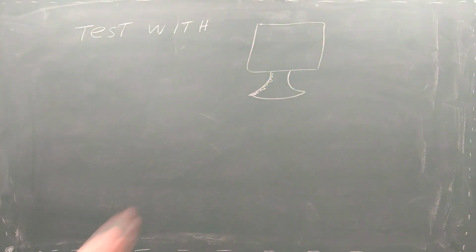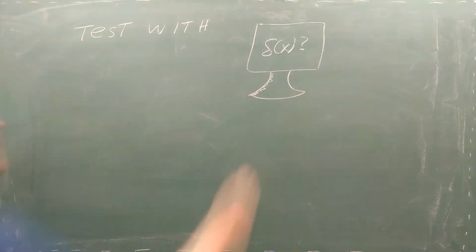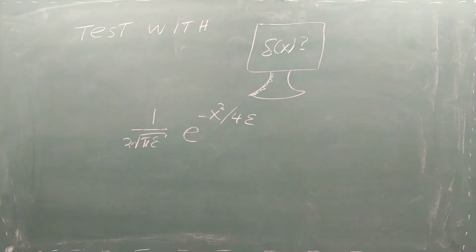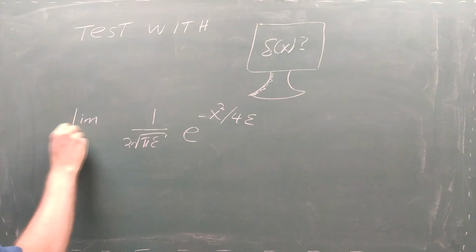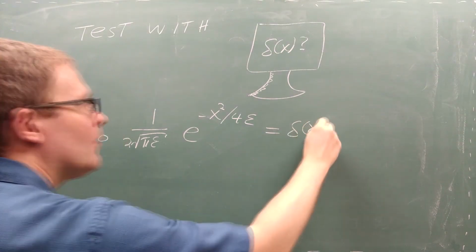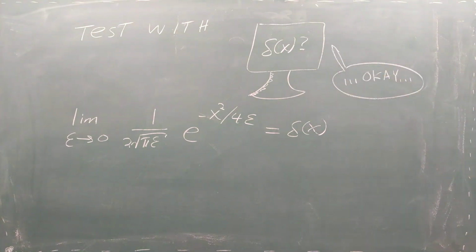But how will we ever encode the Dirac delta function into our computer? The answer lies in another limit that produces the Dirac delta function. If you take the limit of this exponential function as epsilon approaches 0, it produces the Dirac delta function. And computers can handle limits quite well.